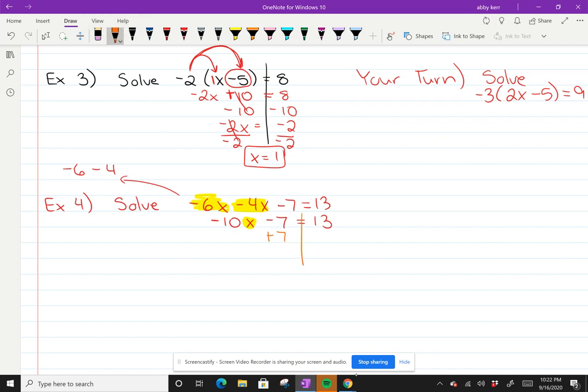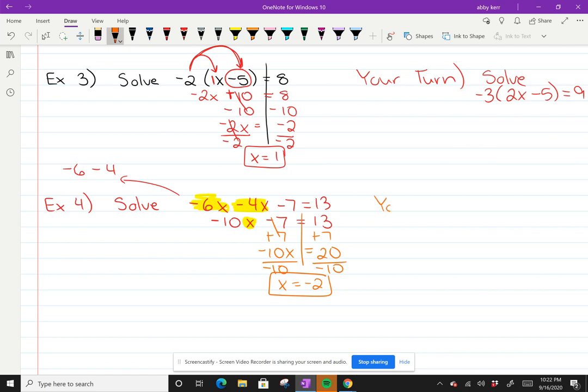All right, add 7 to both sides. We get negative 10x equals 20. Now we have a friendly one step. Divide by negative 10 on both sides. And some of you, for this step, you're forgetting to actually write it. Make sure that you do, please. And then it's x equals negative 2.